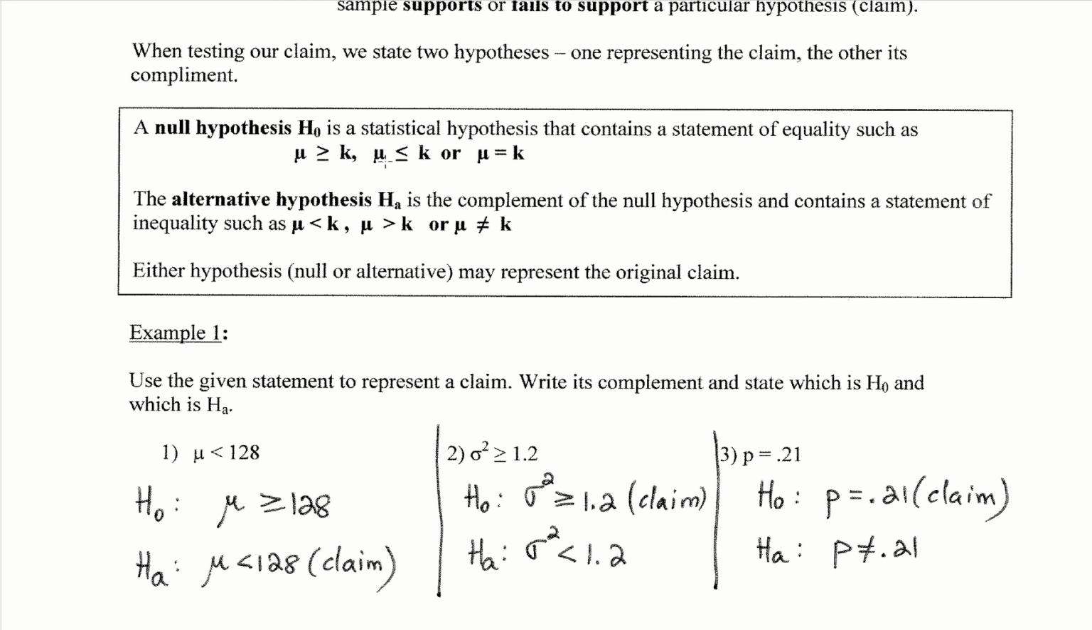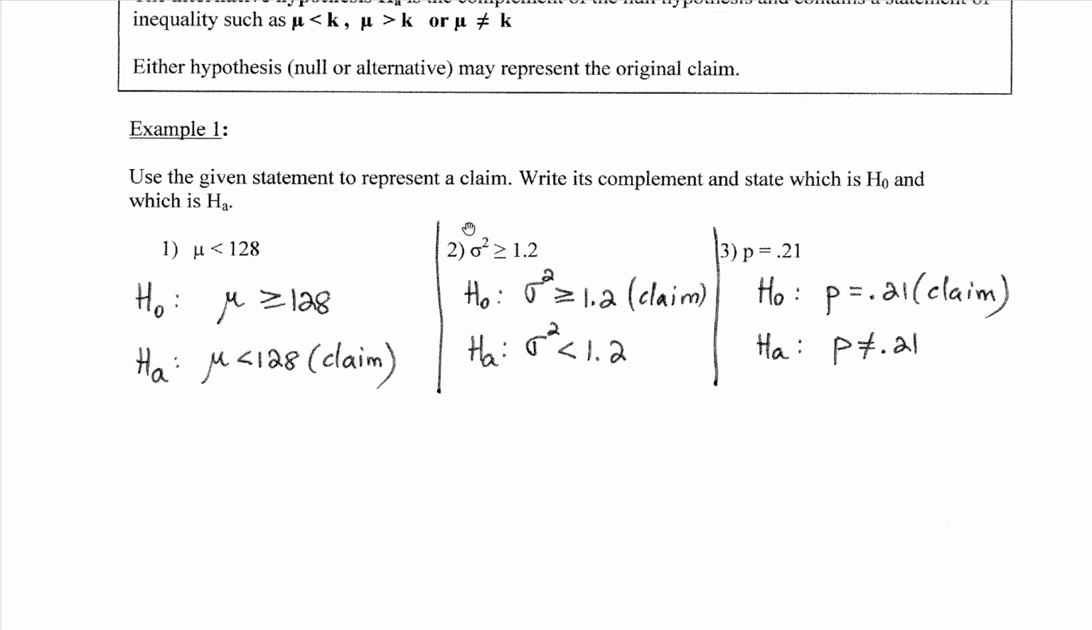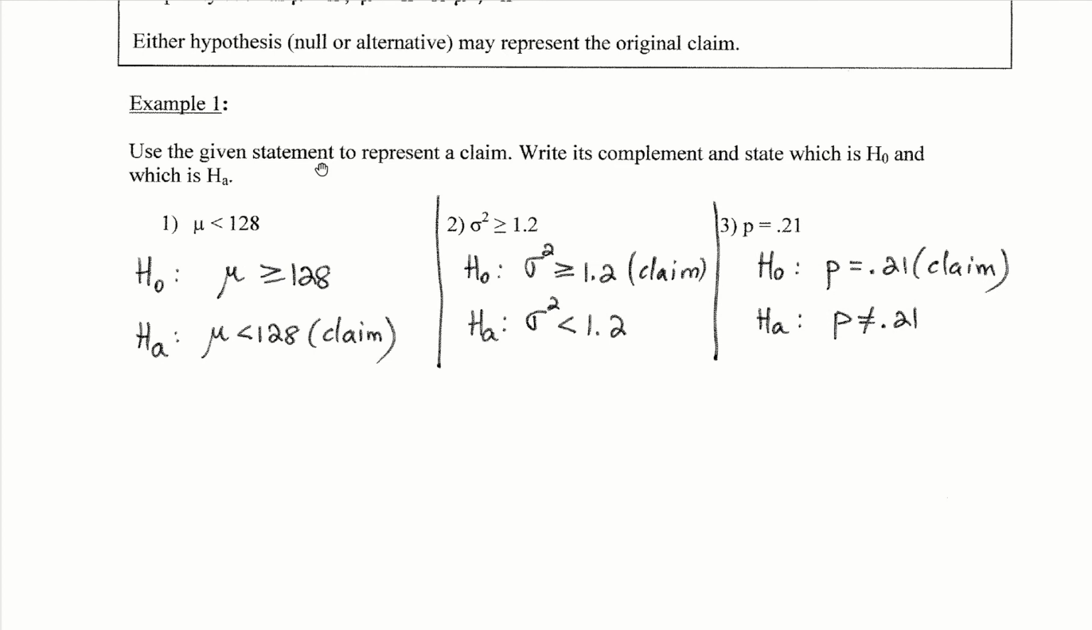If the hypothesis for the null was the mean is less than or equal to a number, the opposite or the complement of less than or equal to is strictly greater than, and then the complement of equal to would be not equal to. Let's take a look at example 1. In example 1, they use the given statement to represent a claim and then write its complement and state which one is the null and which one is the alternative.